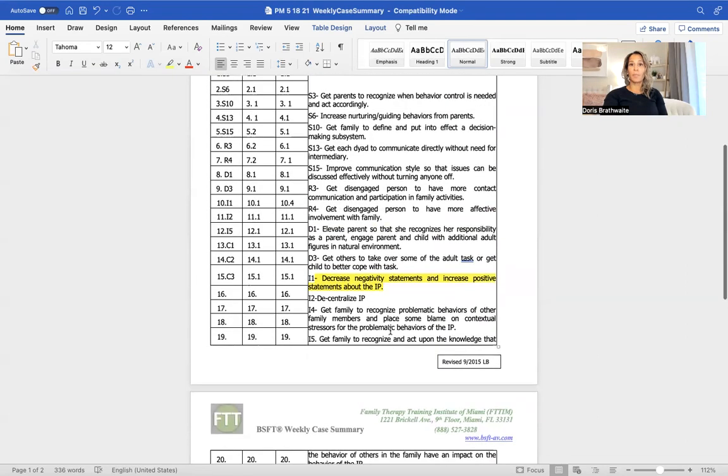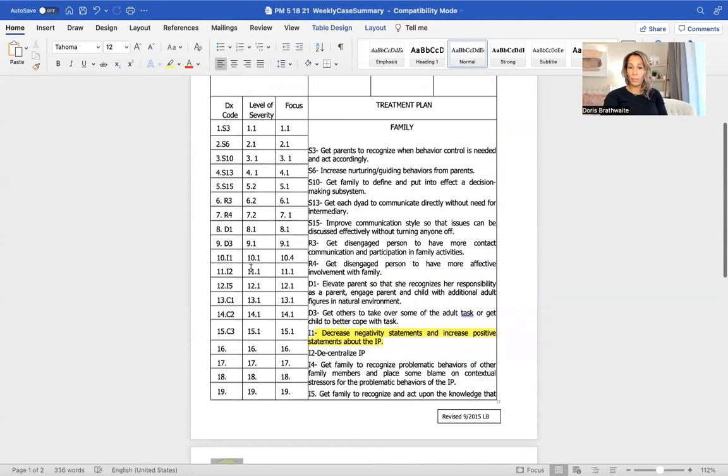So yes, then the level of severity, and then you have the focus. For this particular one, as I look down, I see a 4, which means I worked on I1, which was decreased negativity. And it just helps me look, again, highlighting is not necessary. The most important thing is that you identify the entire treatment plan so that you can really get a grasp on where this family is, what you have to work on, and start creating a plan for that. And then the level of severity and the focus.